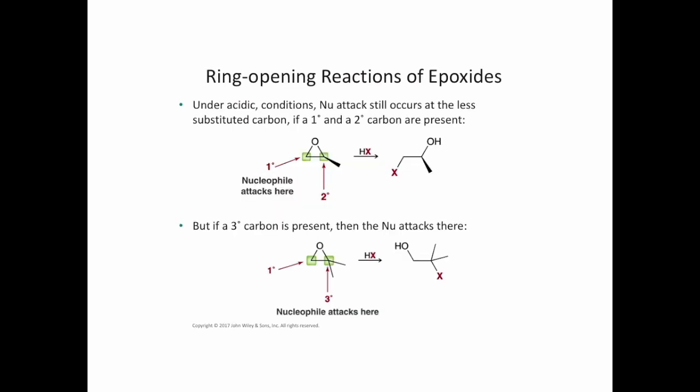Now where it gets complicated with acidic conditions for epoxide opening is that if you have a primary versus a secondary, the nucleophilic attack still occurs with the less substituted carbon. So that's just like what we saw with strong nucleophiles. But if you have a tertiary carbon present, the nucleophile switches and attacks there. So here the nucleophile attacks at the tertiary carbon.